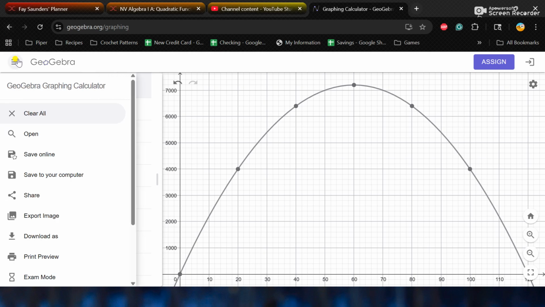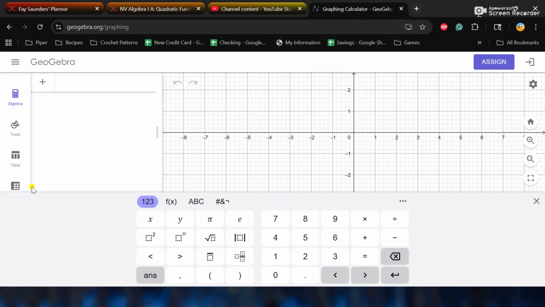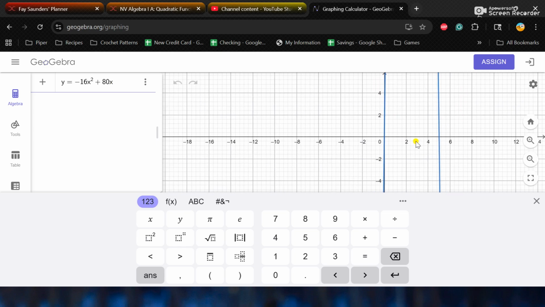Make sure that every time you're coming up here and clearing all and discarding. A ball is kicked from the ground with an initial upward velocity of 80 feet per second. This situation is modeled by h, which we're going to change to y, is equal to negative 16t, which we're going to change to x, squared, plus 80t, which we're going to change to x, where t is the time in seconds and h is the height of the ball. Find the h coordinates for the following ordered pairs. Use symmetry to help.